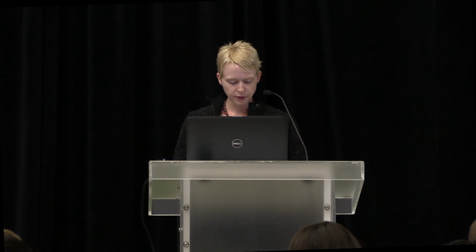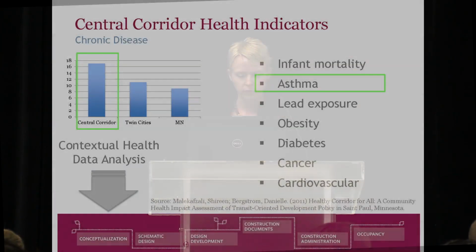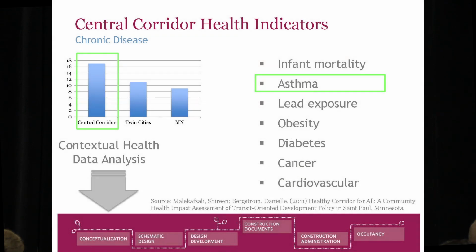So in terms of the health concerns of this neighborhood, asthma is one of the major concerns. This is actually from a health impact assessment that was done of the corridor. You can see the source down at the bottom. And they identified, just for the corridor itself, these 6 indicators.